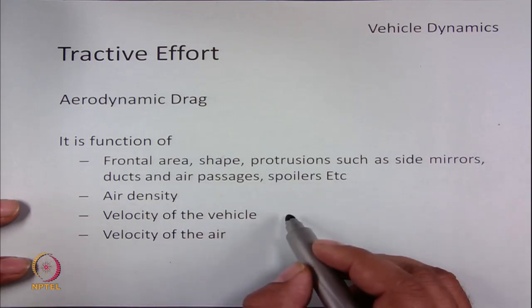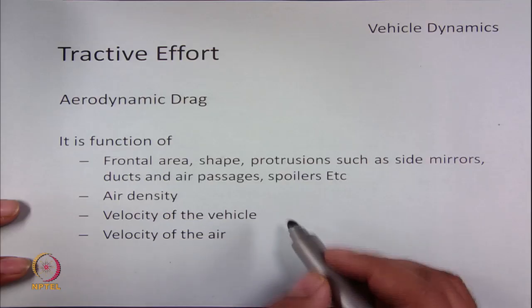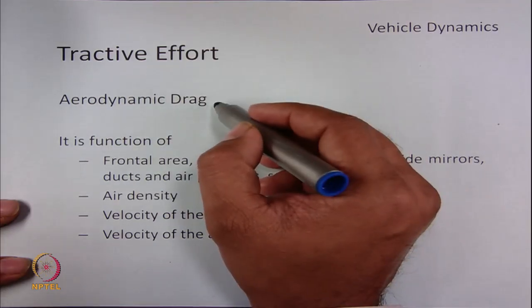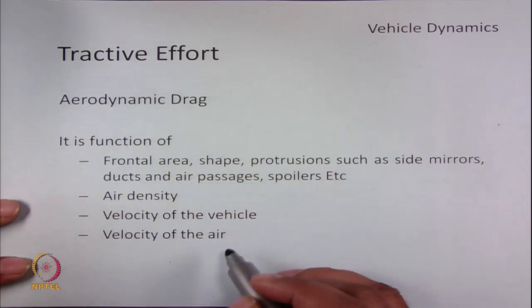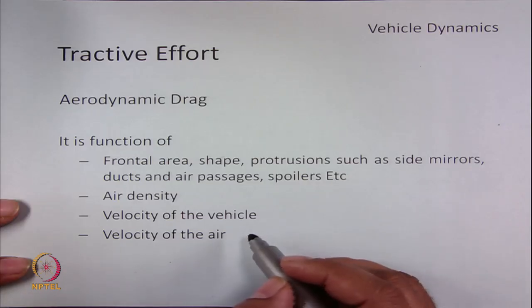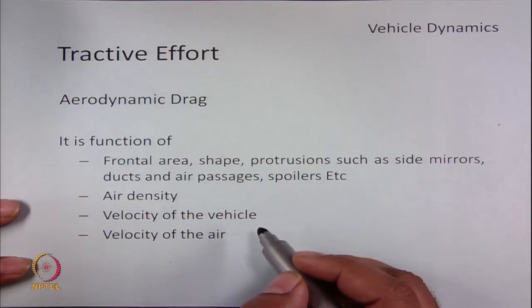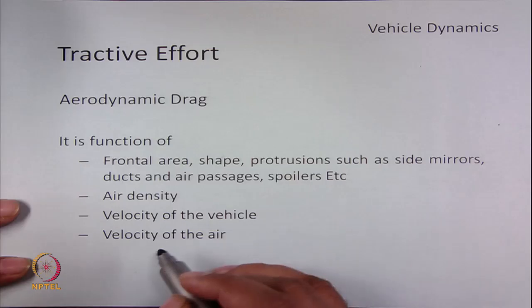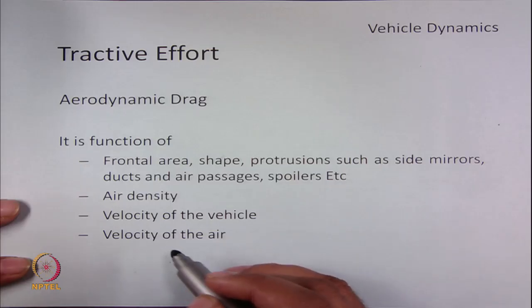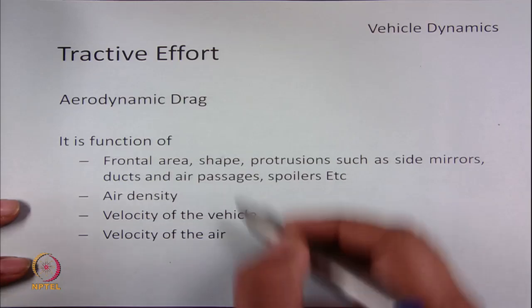The velocity of the vehicle. So, when the vehicle is moving at higher speed, the drag forces opposing it will be higher. Similarly, the velocity of air. So, if the velocity of air is high, which is opposing the vehicle, the drag will be higher. But in cases where the air velocity is supporting the vehicle, it will rather help in decreasing the drag.